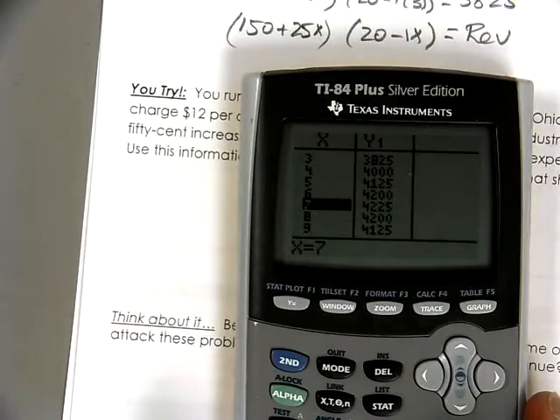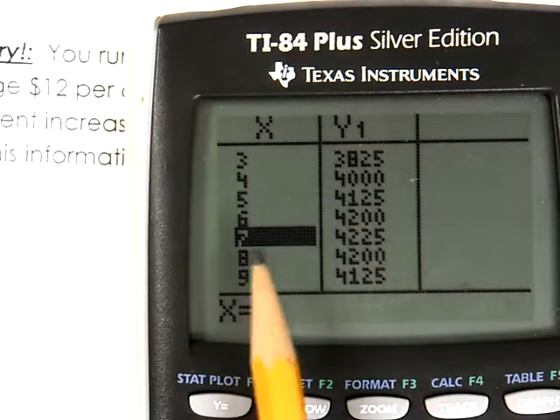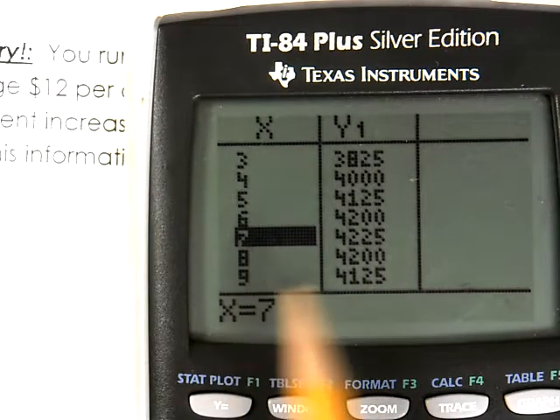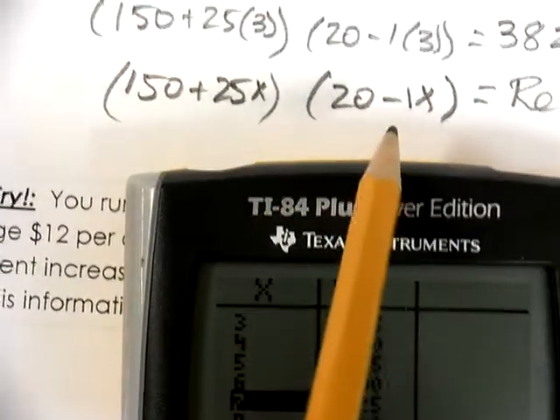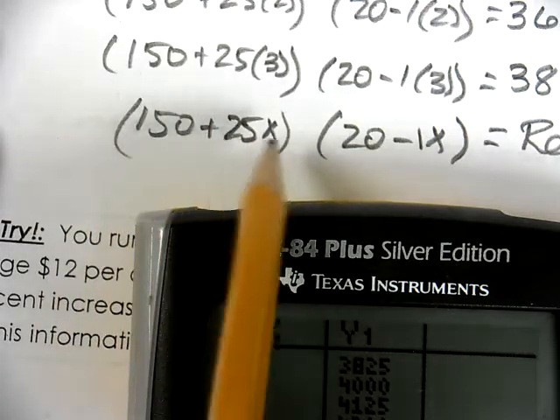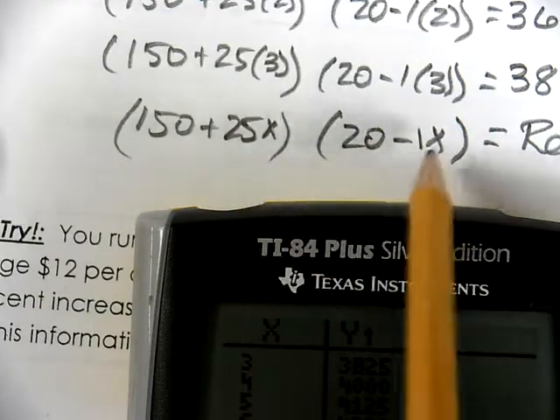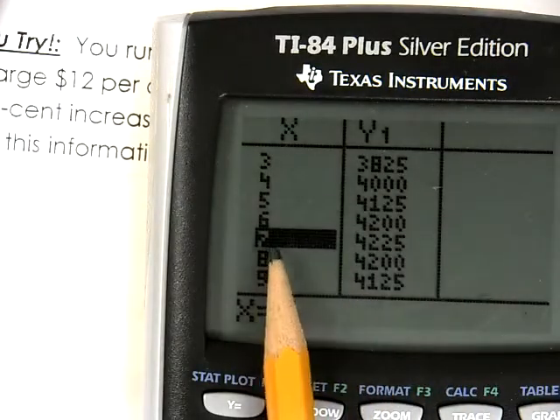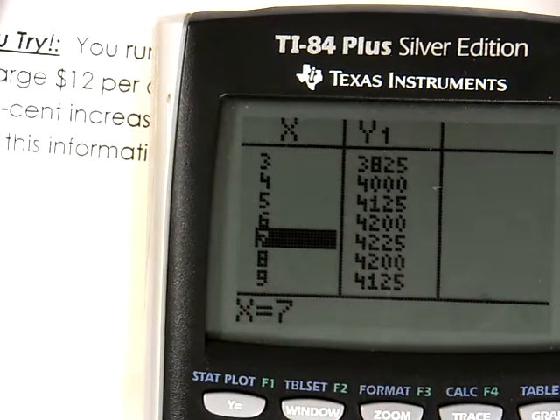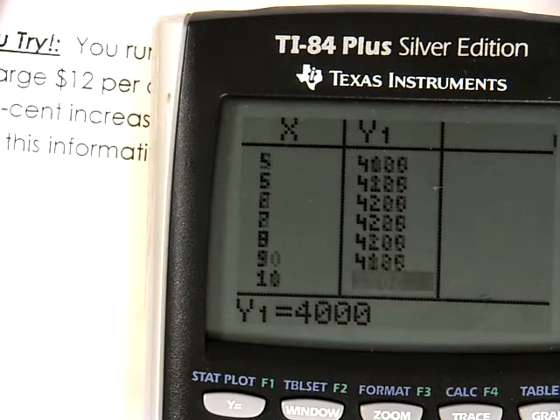Again, we notice that looking at our table, when our x value is 7, here's our equation that we used. When our x value is 7, 150 adding 25 DVDs each time, $20 subtracting $1 each time. If we do that 7 times, we'll get to a maximum number of 4,225. If you do it an 8th time, you start to decrease your profit and it starts to drop.